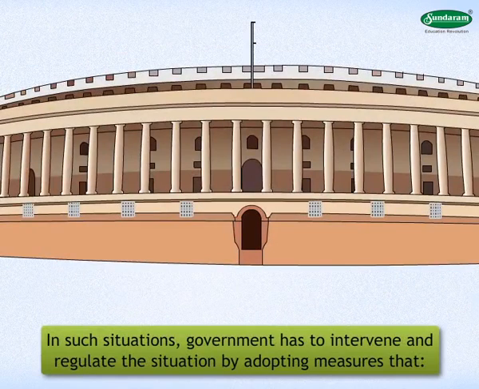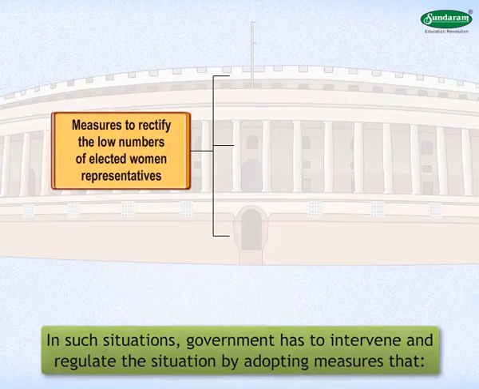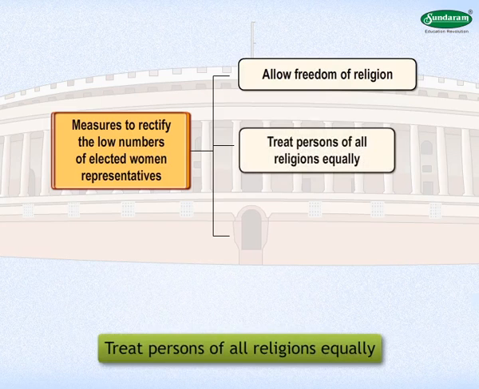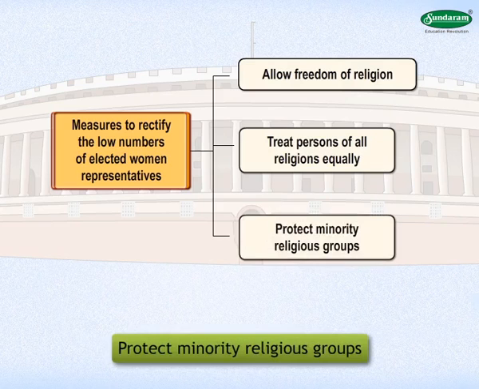In such situations, government has to intervene and regulate the situation by adopting measures that allow every person to adopt a religion of his or her choice and faith, and follow the religion in worship and prayers. This is called freedom of religion. Treat persons of all religions equally. Protect minority religious groups and ensure their development.